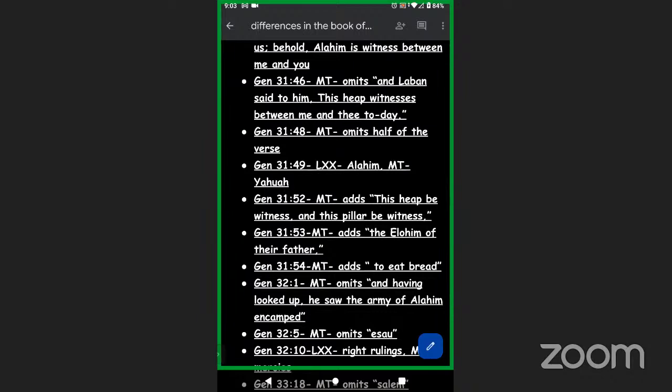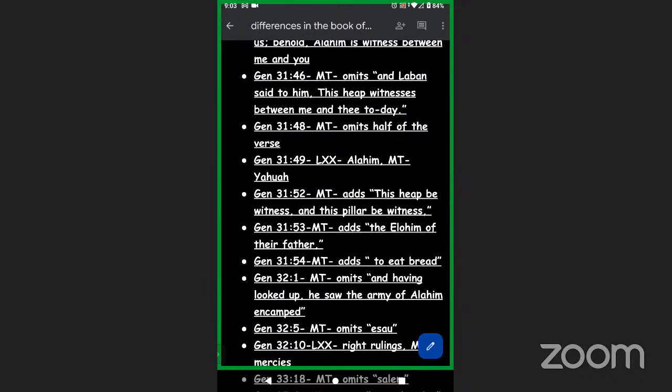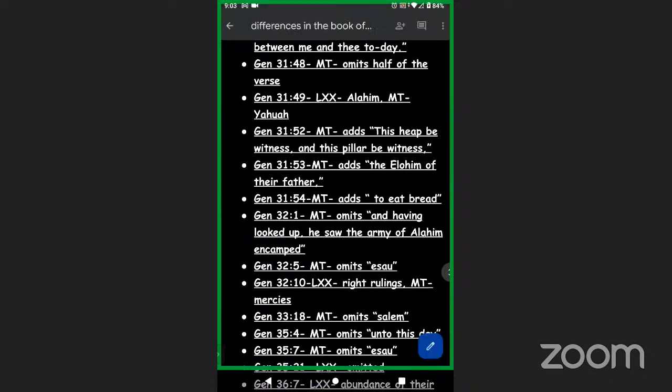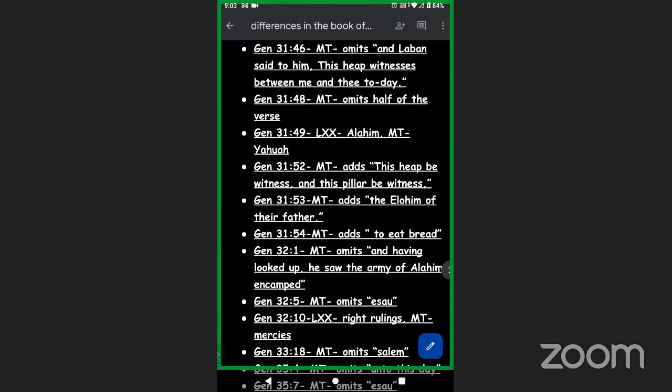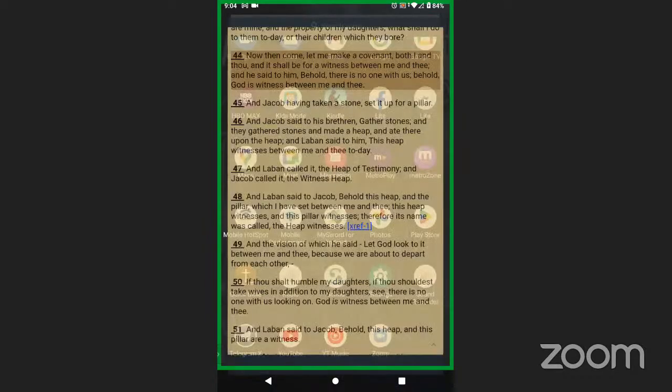Okay, so the next one we have here is Genesis 31:46. Okay, Masoretic text omits, and Laban said to him, the heap witness between me and you today. So again, we have something omitted here, this time in verse 46.